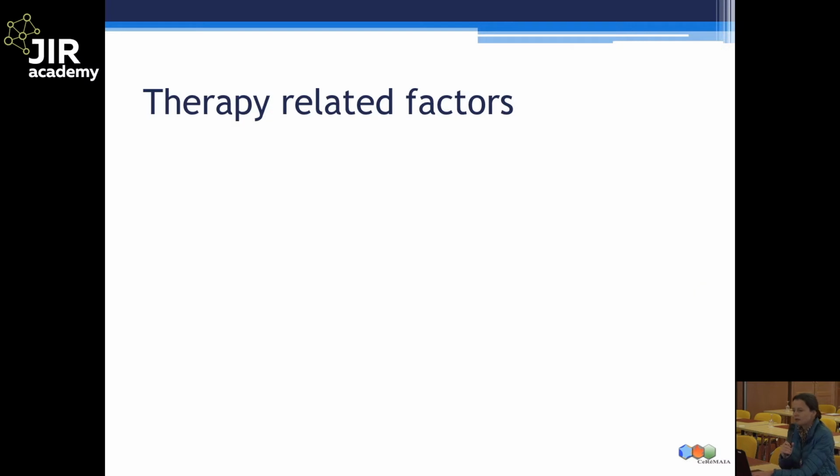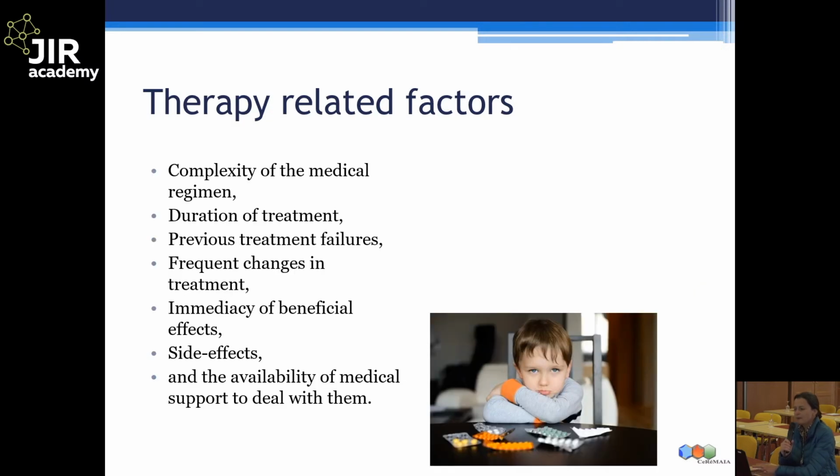The second one is the therapy-related factors. And there's something very important. We need to know, especially in our lupus patients, if the medical regimen is too complex, patients do not take everything.